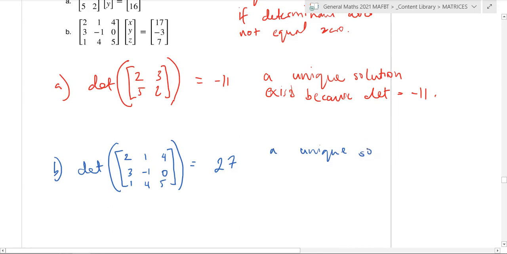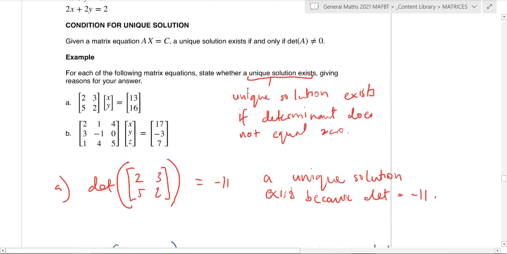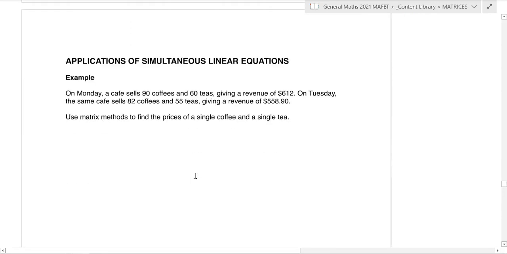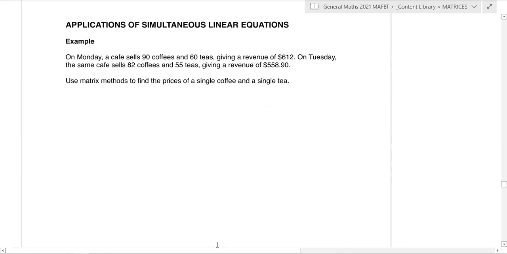Okay, solution exists. Make sure you write your answer like this if you get a question where it asks you, state whether or not a unique solution exists. Or you get a question like this. All right, let's move on to the next part.